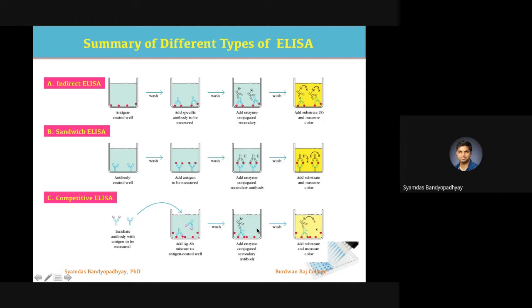The labeled antigen can be displaced by the unlabeled antigen, and the more unlabeled antigen is present, the less radioactivity you will get. Sometimes it's not radioactivity, it is the intensity of the color you get, right? So less color means more antigen is present, and more color means less antigen was present. So that's all about the competitive ELISA.